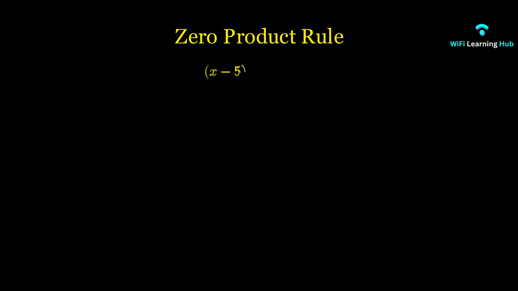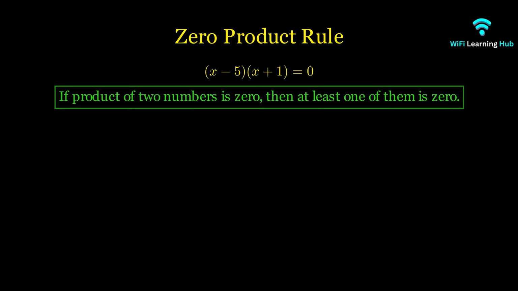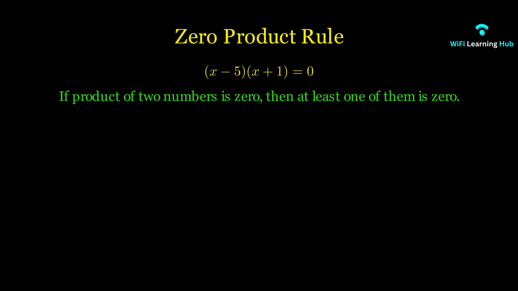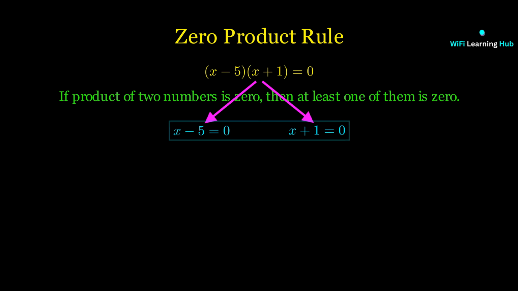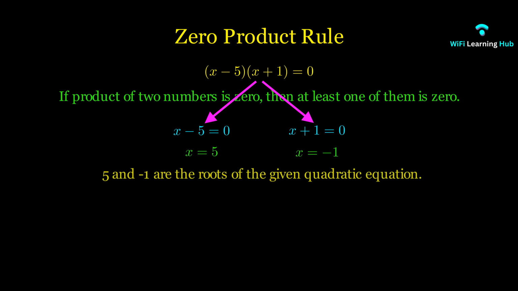Now write the quadratic equation using the factors. If product of two numbers is 0, then at least one of them is 0. So, either x minus 5 is 0 or x plus 1 is 0. From x minus 5 equals 0, we get x equals 5. From x plus 1 equals 0, we get x equals negative 1. Therefore, 5 and negative 1 are the roots of the given quadratic equation.